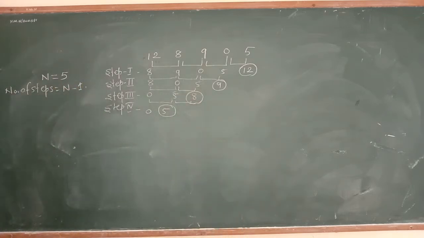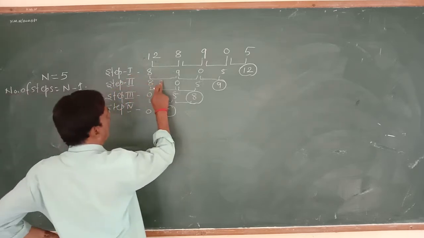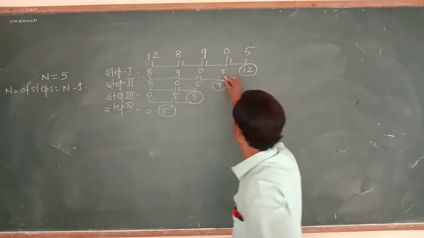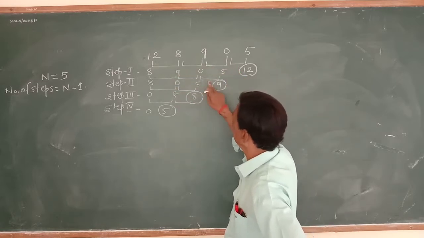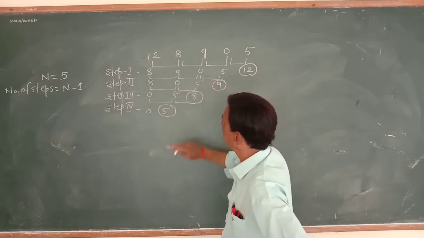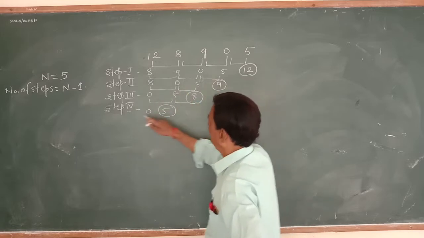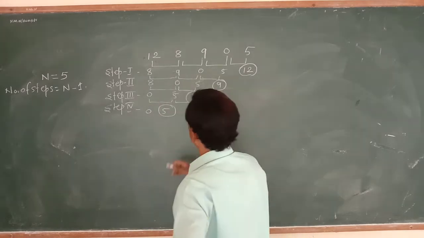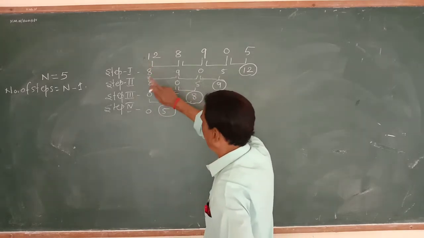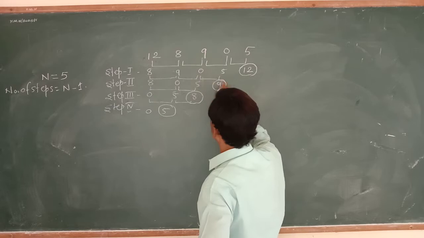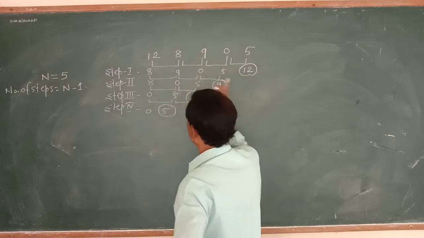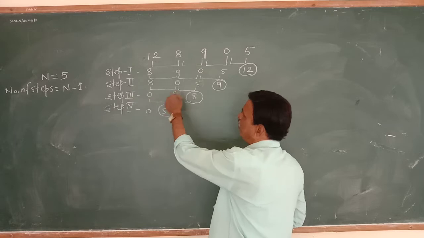Isn't it? Now we are going to see how many comparisons are there. In step number 1, 1, 2, 3, 4. Step number 2, 1, 2, 3. Step number 3, 1, 2. And step number 4, only one comparison is there. Because then, largest element has occupied its position.